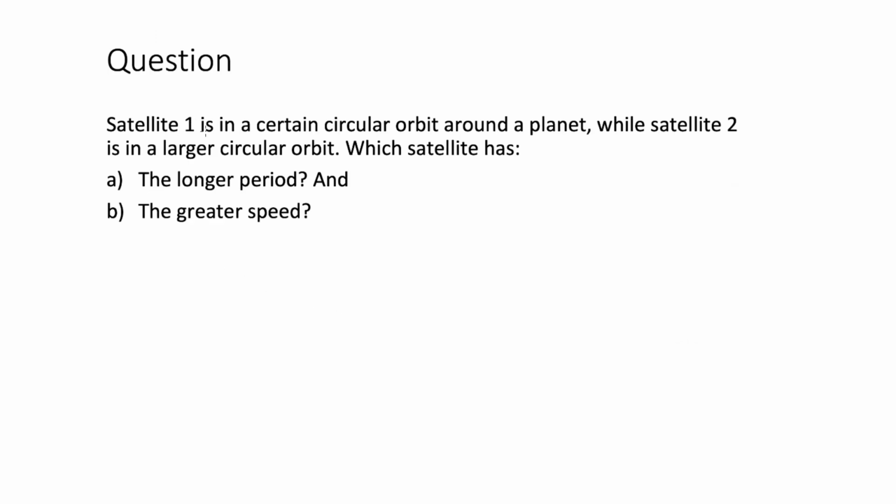Okay, so a question. Satellite 1 is in a certain circular orbit around the planet, while satellite 2 is in a larger circular orbit. So we can say from that that the radius of orbit 2 is greater than the radius of orbit 1. And we're asked which satellite has, in part A, the longer period. So to answer this, we're going to need to use Kepler's third law, which tells us that the period squared is proportional to the radius cubed. So if we have a bigger radius, we have a bigger period. So this tells us that satellite 2 has the longest period.